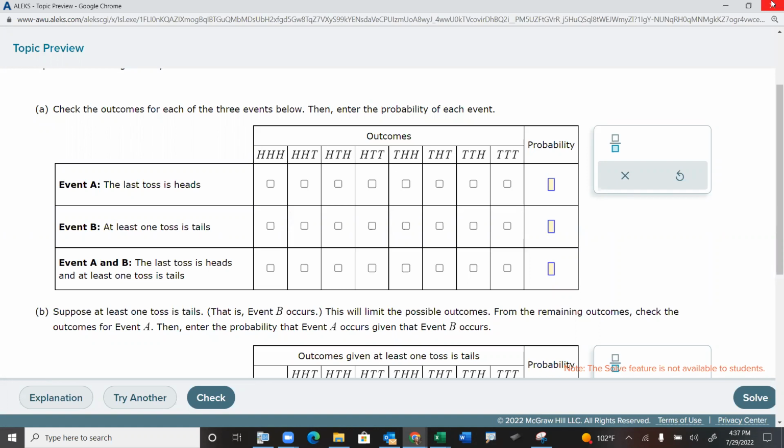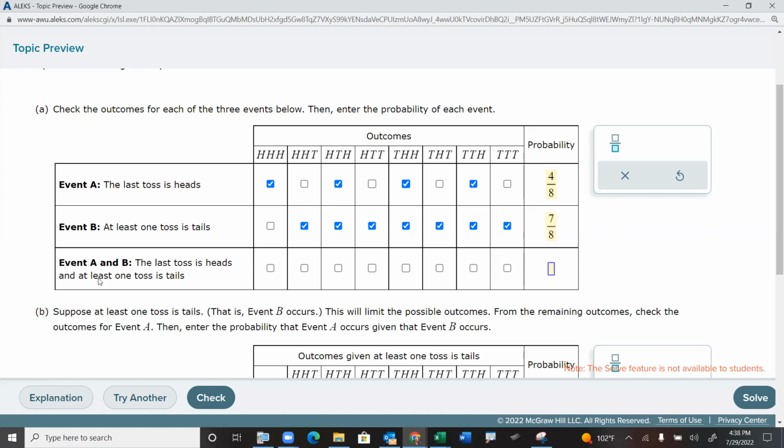Event A: the last toss is heads. Well, the third one is heads, third one heads, third one heads, third one heads. So that happens 4 out of 8 times, or you could put 1/2. For event B, at least 1 toss is tails. Anything with tails is something we're going to pick, and that's going to be 7 out of 8.